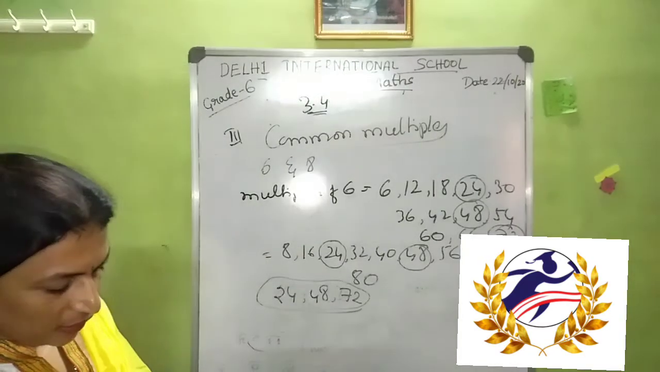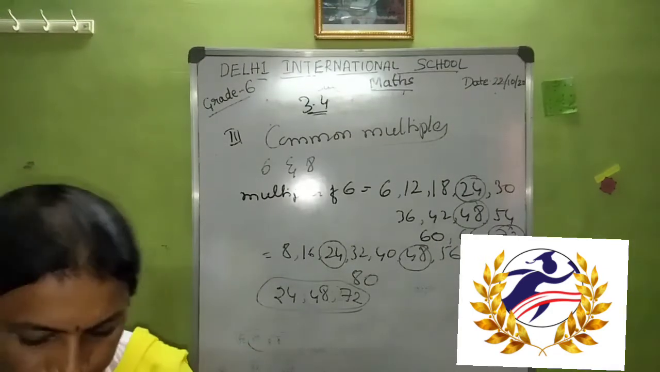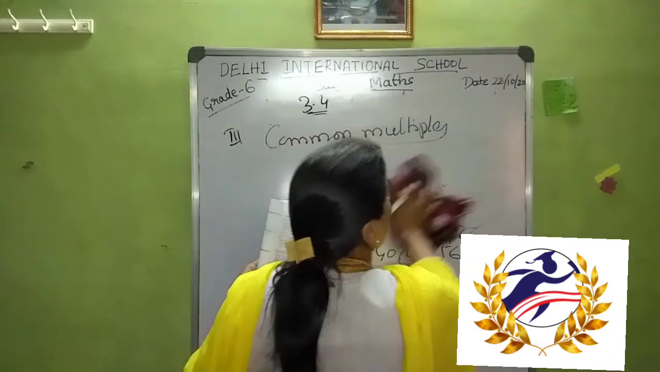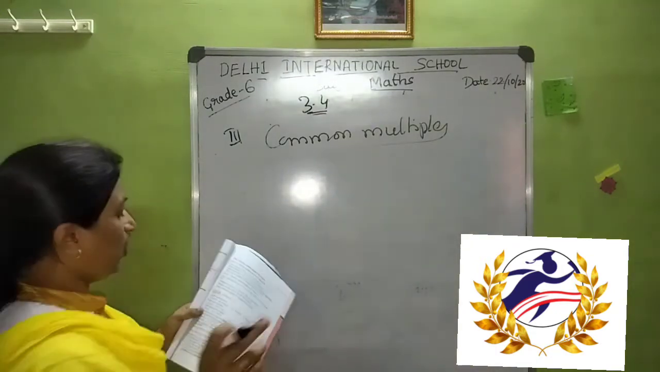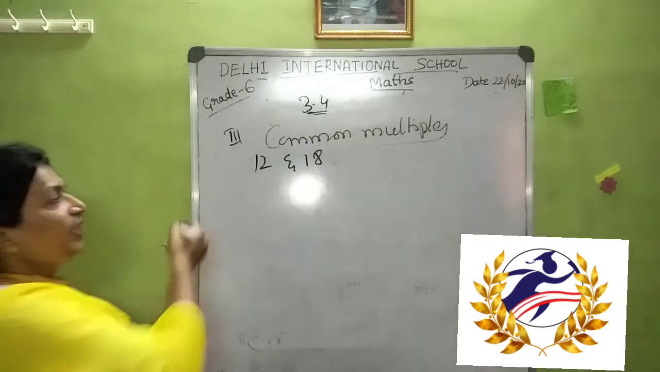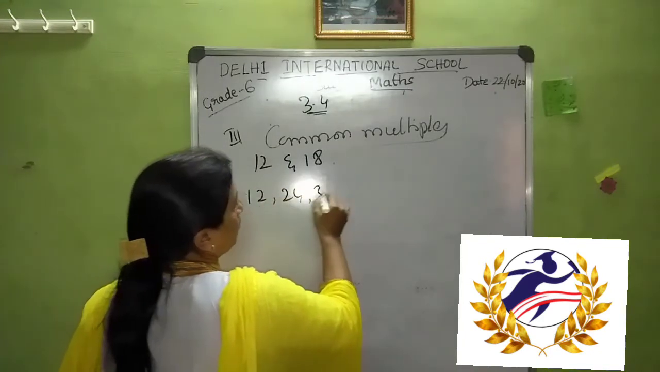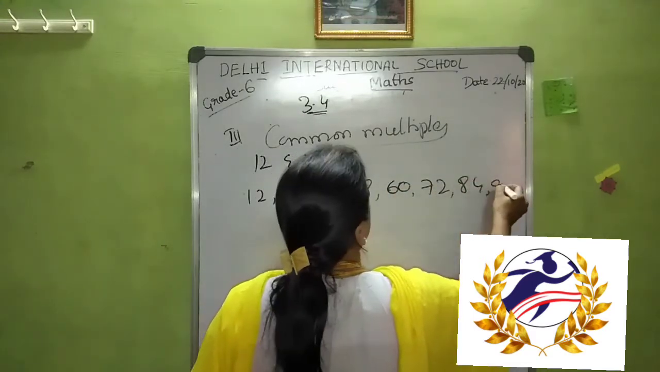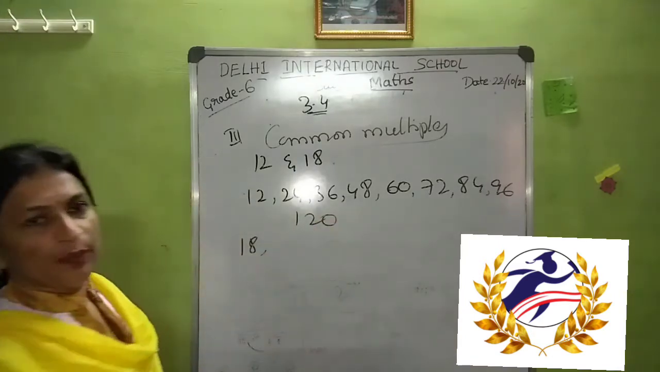Okay. Like that we should write the common multiples; you have to write the tables. Then the next problem in this: write the common multiples. Common multiples means we have to write the multiplication tables of the numbers. 12 and 18. We need to write the 12 table. So 12 ones are 12. In the same way, you need to write the 18 table.